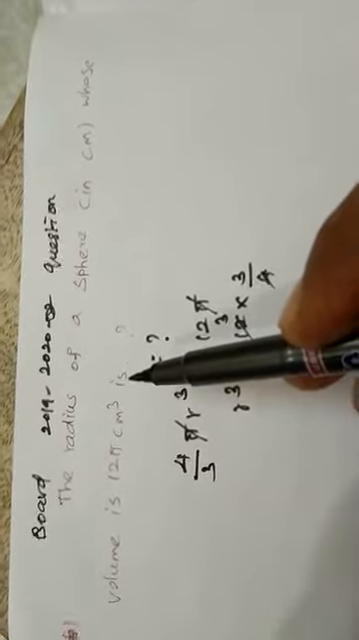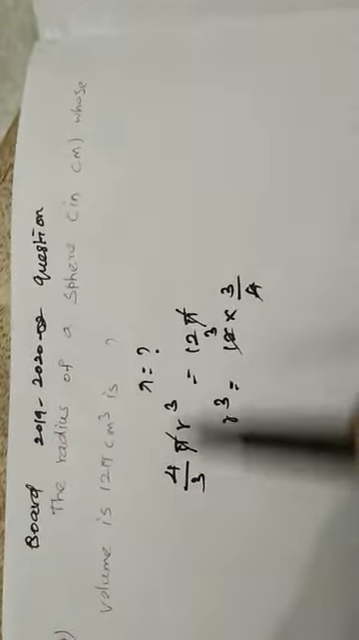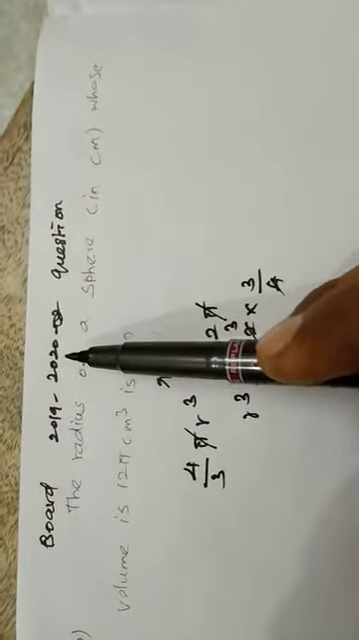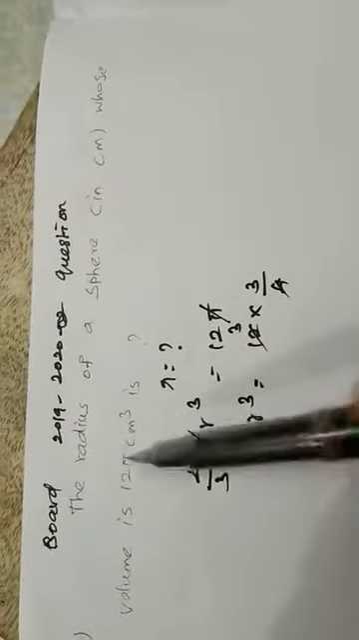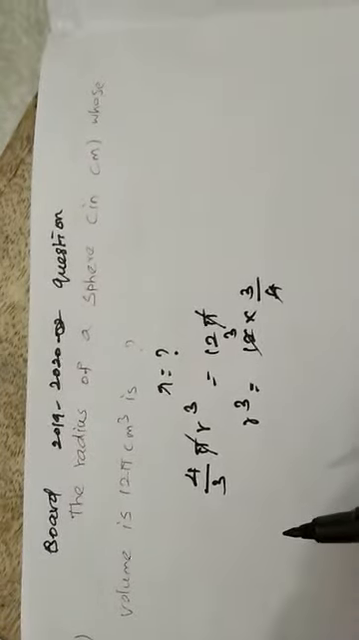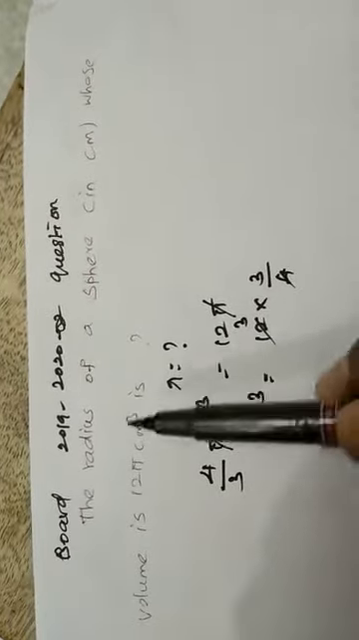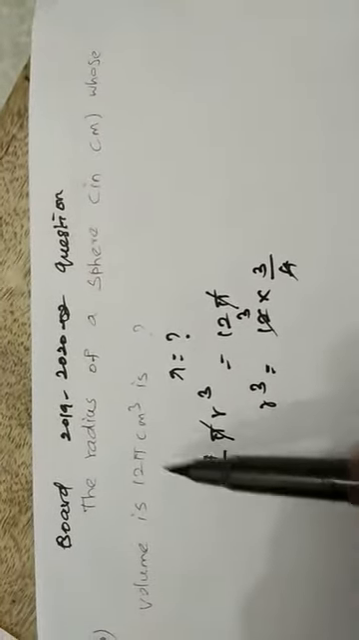Hello, today we are going to discuss the radius of a sphere whose volume is 12 pi centimeter cube. This type of question was asked in the previous 2019-20 CBSE board exam. So for that, we are going to solve some problems. Here we need to find the radius of the sphere whose volume is 12 pi.